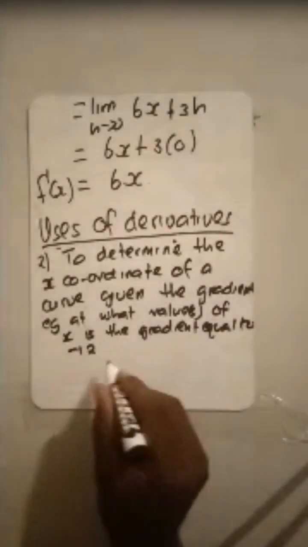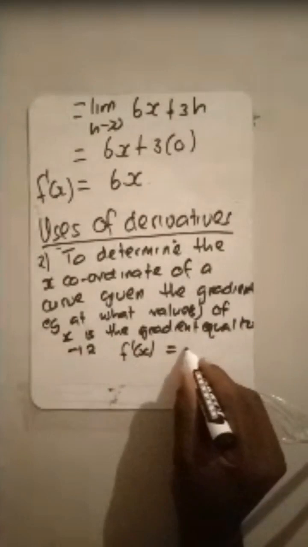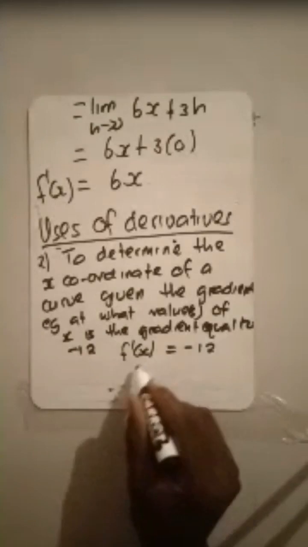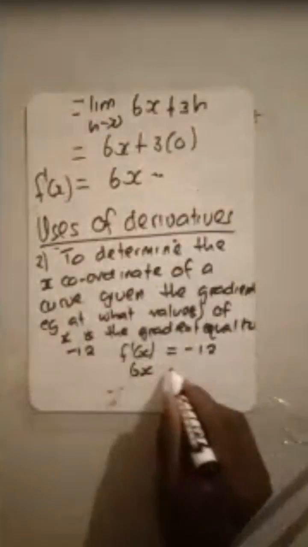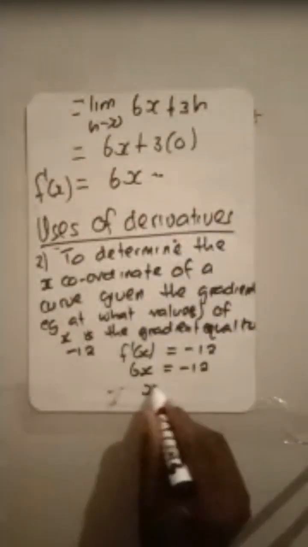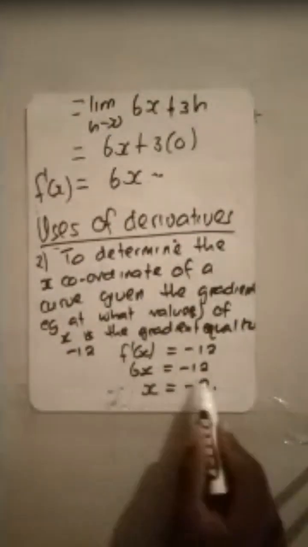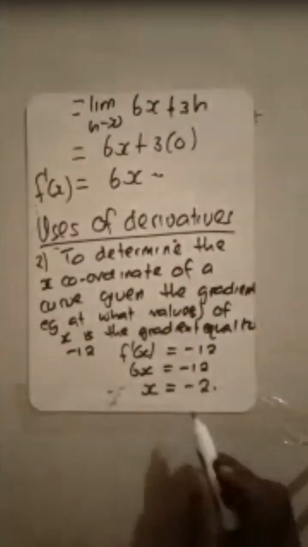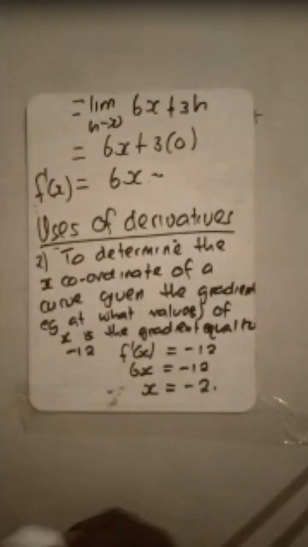Here we know that the gradient is given by the first derivative. So f prime of x is equal to negative 12. But we also know that the derivative is given by 6x. So 6x is equal to negative 12. We divide by 6 there, and we get that x is equal to negative 2. Sorry, I didn't do the division there because of my space. But if we divide by 6 both sides, we'll see that x is equal to negative 2. So these are the uses of the gradient.